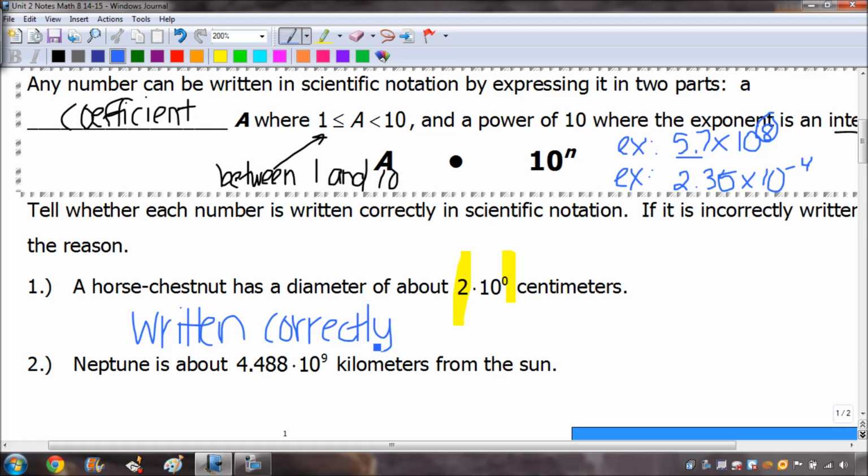All right, so now let's look at number 2. Neptune is about 4.488 times 10 to the 9th kilometers from the sun. Now it's going to mean that the answer is going to be really, really far, okay? And that makes sense because you're multiplying by 10 repeatedly. And we'll talk a little bit more how to figure out these actual numbers, okay? So right here, is my coefficient between 1 and 10? 4.488 definitely is between 1 and 10. And then is my exponent an integer? Yes, it is. So this answer is also written correctly in scientific notation, okay? So we'll say that this is also written correctly.